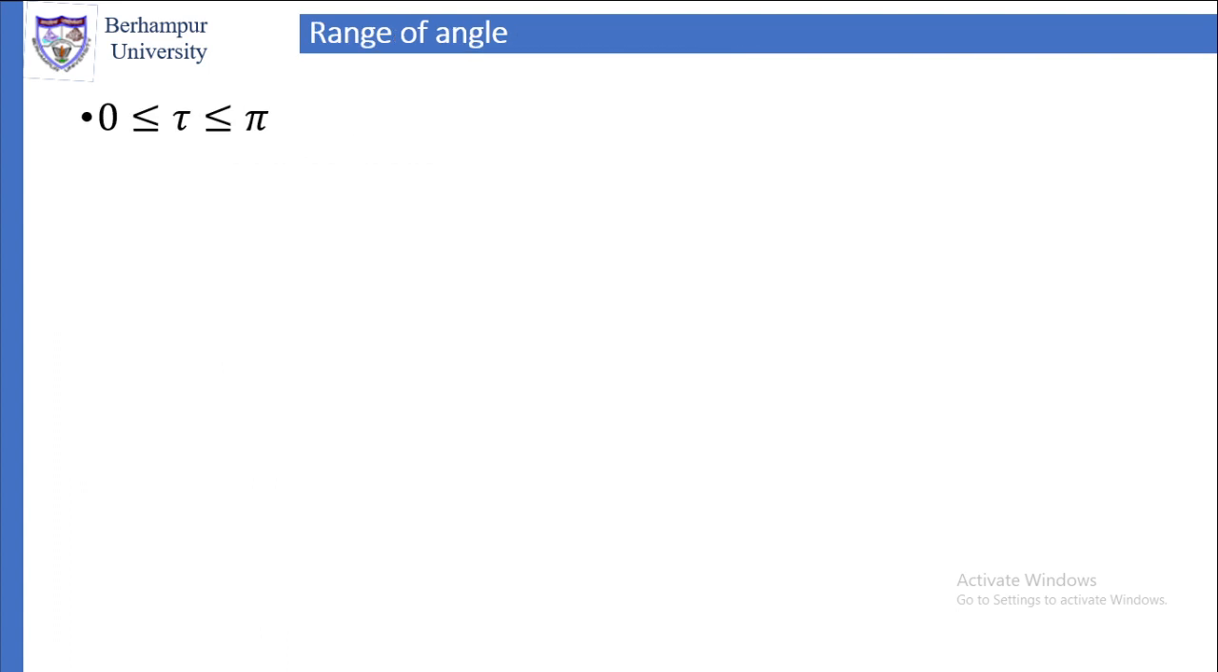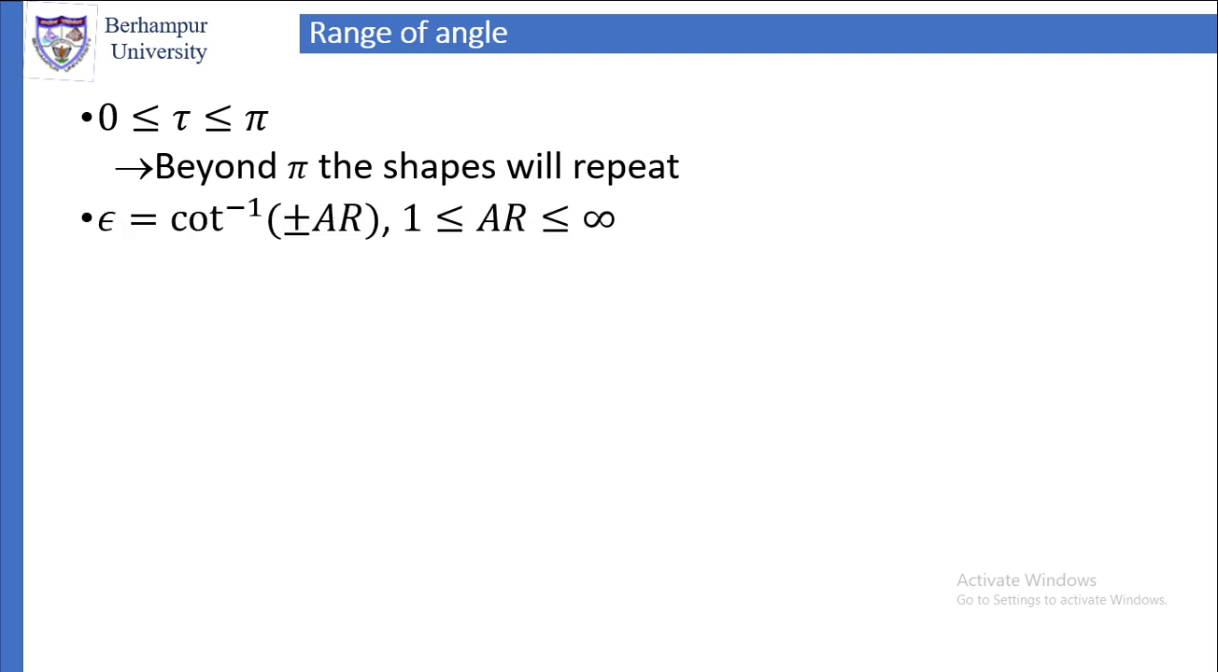Then what are the ranges of these parameters, if you define them in terms of angles? First is tau. Tau we have already seen. The tau range is from 0 to pi, so 0 less than or equal to tau less than or equal to pi. Beyond pi, the shape will repeat, so we don't go to 2 pi.